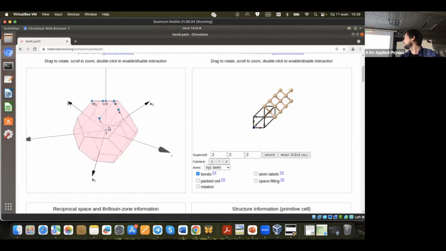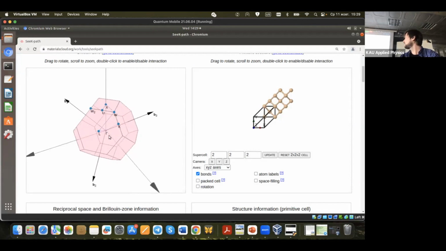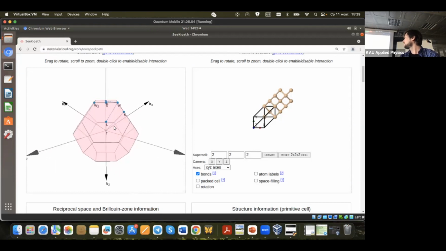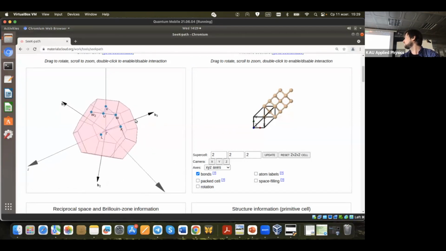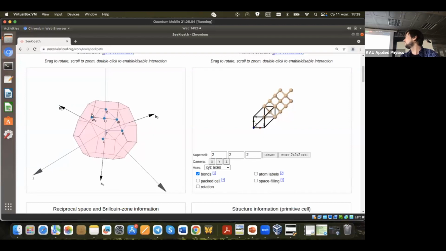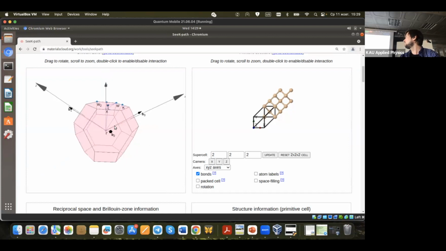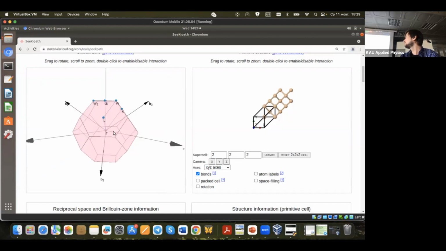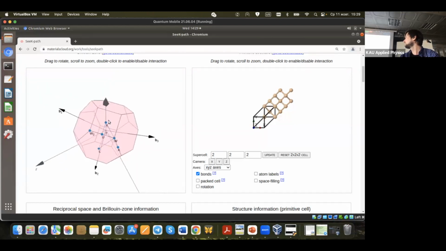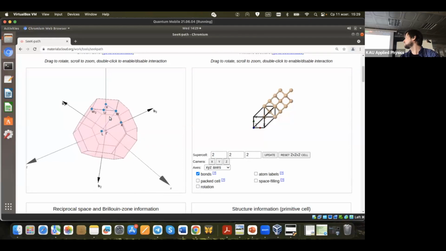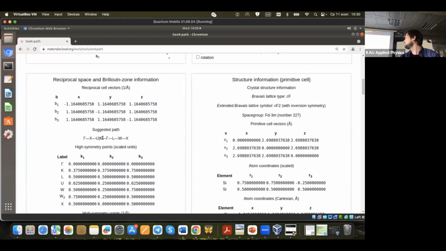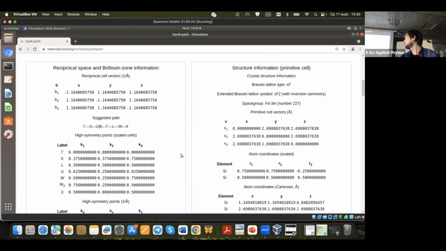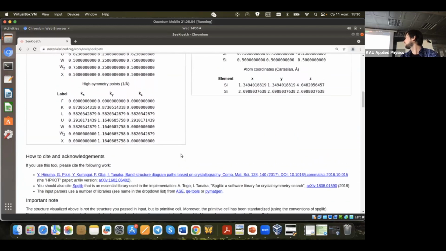Here you see all these letters. Gamma is in the center, X is in the center of this plane. K is the center of this side line, and L is the center of this. Okay, X is the center of the square plane, and L is the center of this hexagonal plane. U is the center of this side line. And what does it suggest? It suggests this path: gamma, X, U, gamma, L, W, X. You can take the coordinates from it.